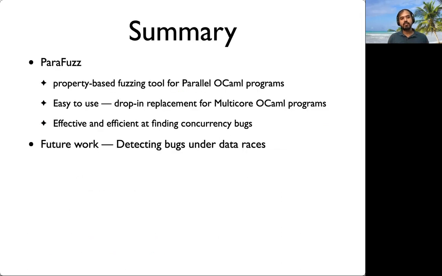In order to summarize, Parafuzz is a property-based fuzzing tool for parallel OCaml programs. It is easy to use. It is a drop-in replacement for Multicore OCaml programs with a separate switch. And the results show that the technique is effective and efficient at detecting concurrency bugs.